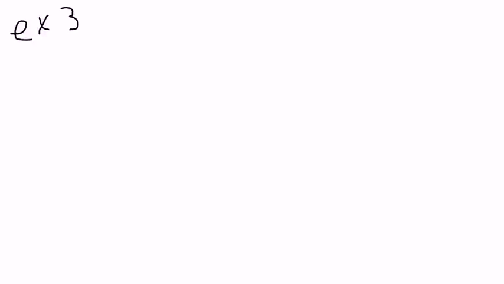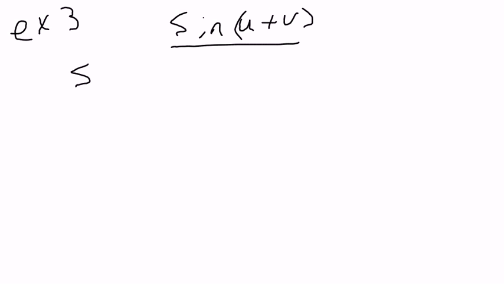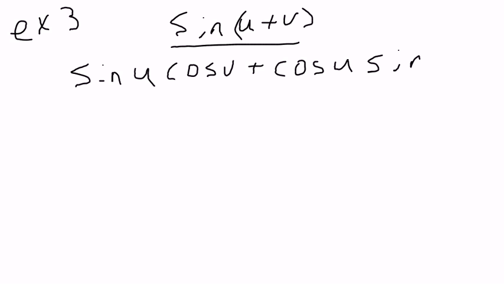Okay, class, this is example 3. We're supposed to find the sine of u plus v. This is when the problems start getting a little bit more difficult for a lot of students. Looking at page 398, the sine of u plus v means we're going to use sine of u cosine of v plus cosine of u sine of v, because that's the formula for sine of u plus v. It's the first formula under the sum and difference formulas on page 398.